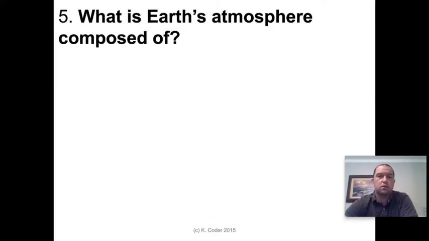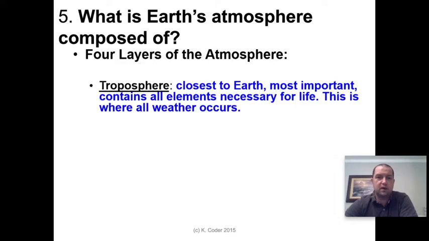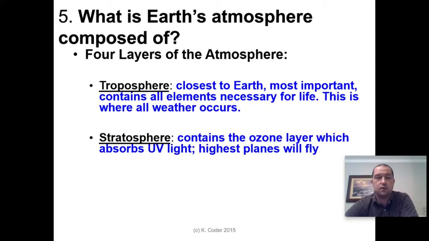So what is Earth's atmosphere composed of? The 4 layers of the atmosphere, again in review. We have our troposphere. It's the closest to the Earth and most important because it contains all the elements necessary for our lives. This is also where all weather occurs. We have the stratosphere. It contains the ozone layer, which absorbs UV light. Our highest planes will fly up in this region.